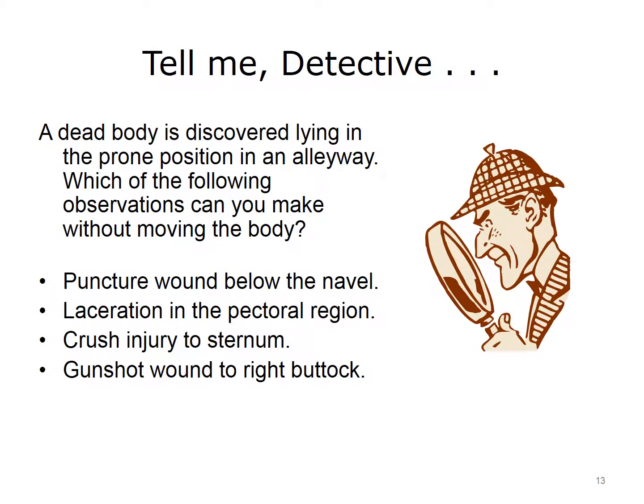Puncture wound below the navel, laceration in the pectoral region, crush injury to sternum, gunshot wound to right buttock. The correct answer is a gunshot wound to right buttock. Remember that prone means lying face down. The other observations would be impossible to make unless the victim was supine or face up.